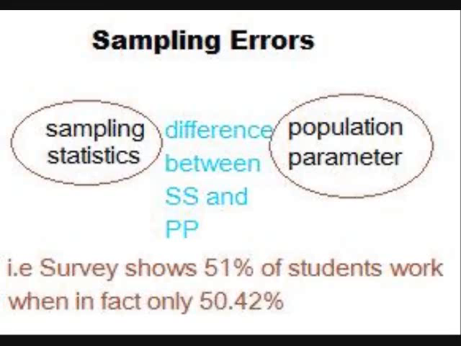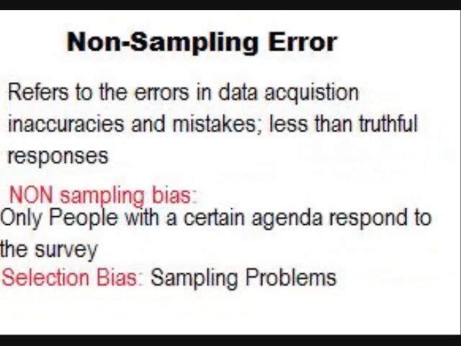And what this means is, okay, so all the ramen in Japan are amazing according to my data. However, I found out, or someone else finds out, actually the difference is huge, and there are some ramen shops that are horrible. So the difference between sampling statistics and the population parameter, for example, if I give 51% of students work, when in fact only 50.42% work. So that's an error.